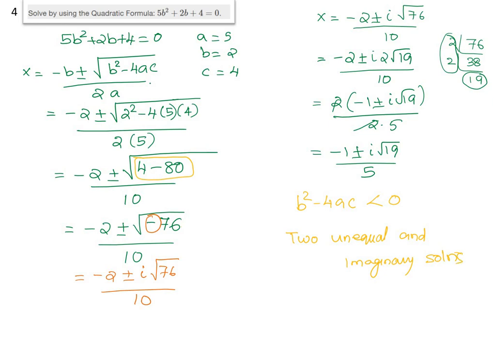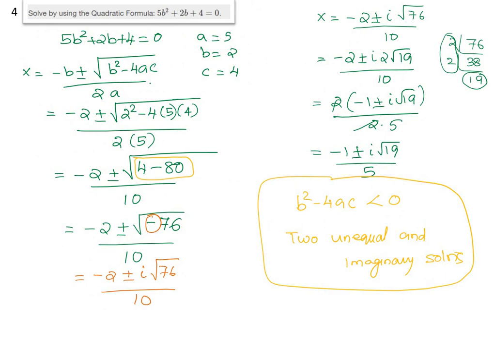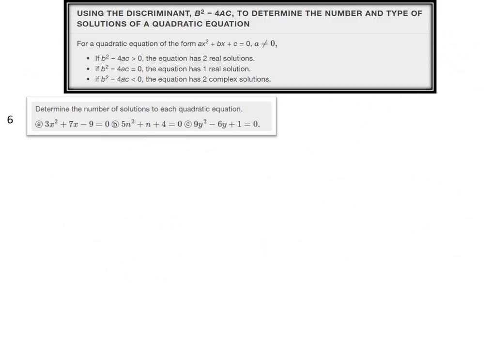So that means this is the conclusion. If b square minus 4ac is less than 0, we have two unequal and imaginary solutions. We have already seen that if b square minus 4ac is positive, we have two unequal real solutions, and if b square minus 4ac equals 0, we have two equal solutions. Got it? So let us conclude.